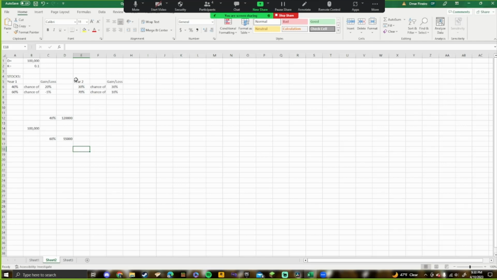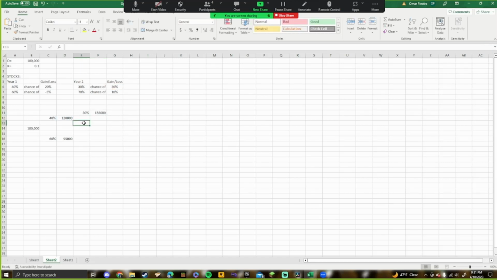So now we have our year two options. We need to put our year two options on both this first chance and this second chance. So let's do it on the first chance first. So you have your 30% chance of a 30% gain. So what you're doing is you're continuing off of the previous year's value. So you're going off 120,000 multiplied by 1 plus your 30% gain.